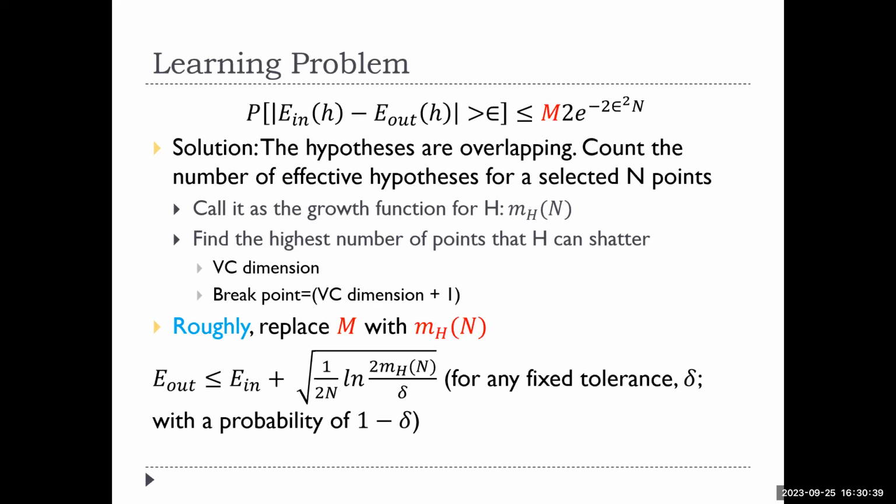So people have already worked on it, and there is a concept for a solution. This is the solution slide. In general, we need to count the number of effective hypotheses for a selected endpoint. What this means is: how many non-overlapping hypotheses are there?